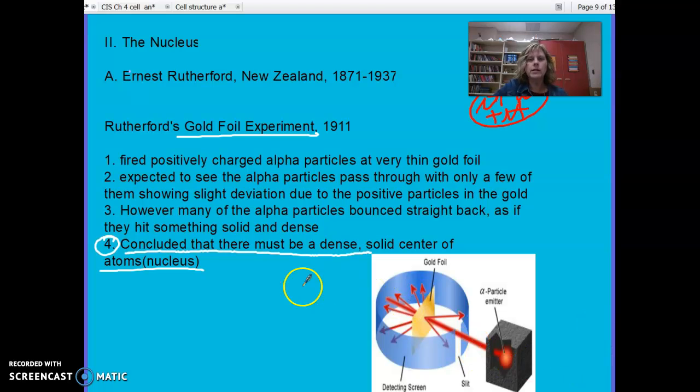So his conclusion is that, oh my goodness, these are not deflecting simply because of charge. They are deflecting because they must have hit something very solid. So yes, there's empty space in atoms, but he concluded there must be a solid center of atoms, which we now believe to be true. And that solid center contains, we know now, the protons and the neutrons tightly packed together. Again, groundbreaking work and very important in helping us determine the structure of the atom, which until this time was pretty largely unknown.